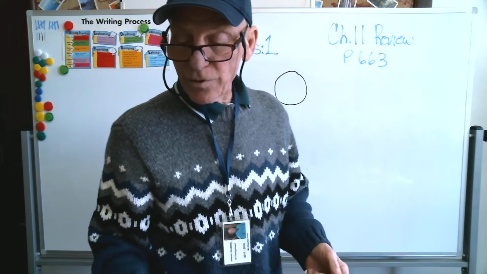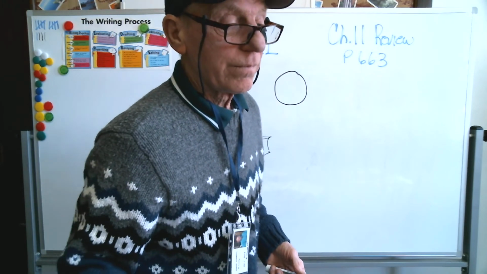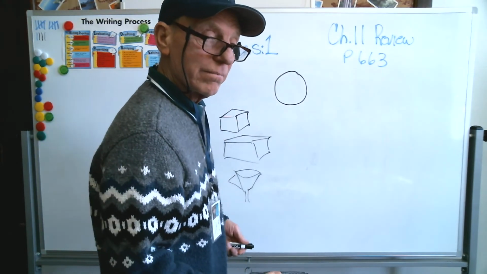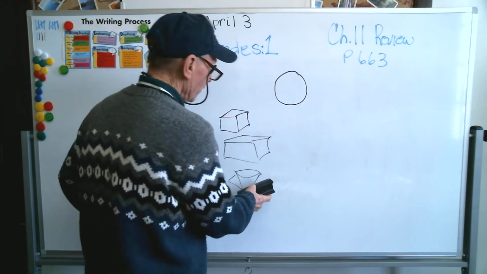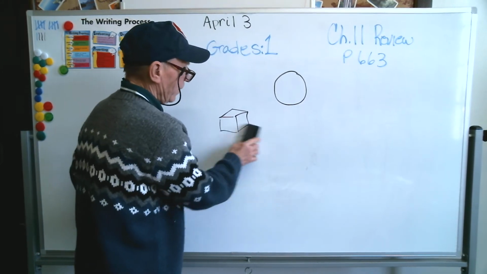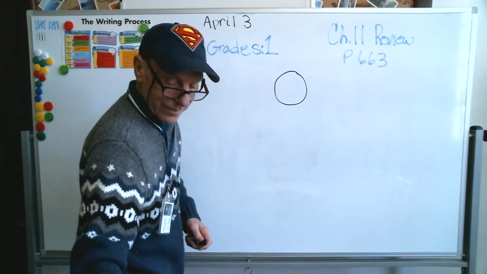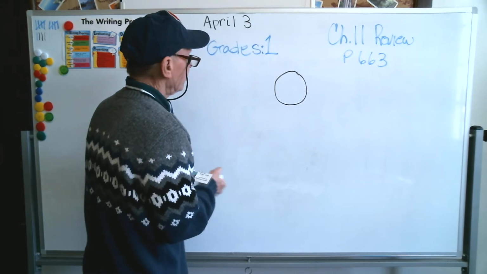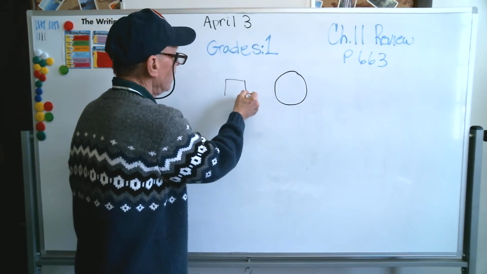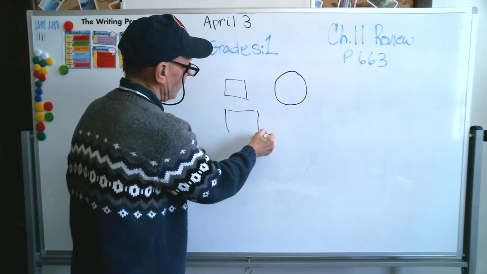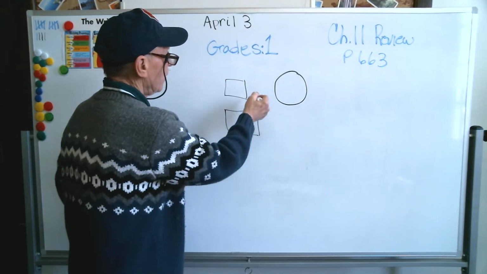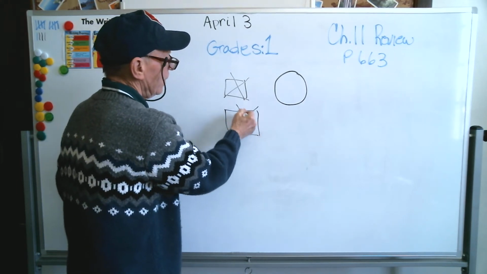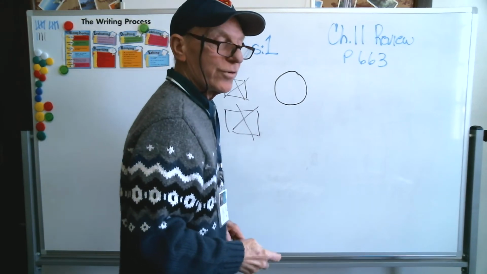What would happen if you used the cube? Or the rectangle? Well, you sure wouldn't get a circle. You'd get the shape of a cube, or you get the shape of that rectangle. So, you want to use the funnel.